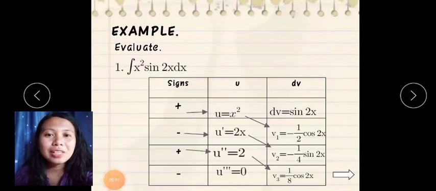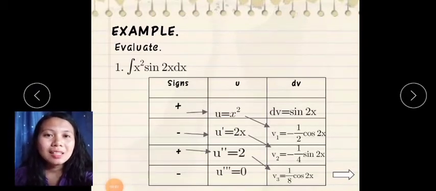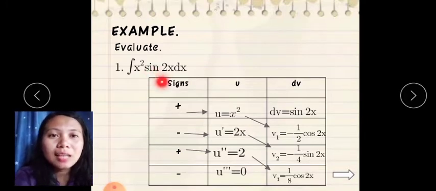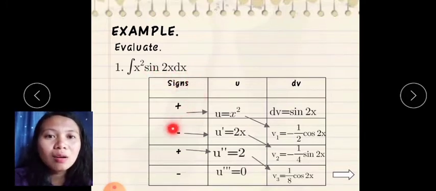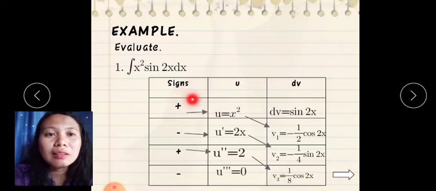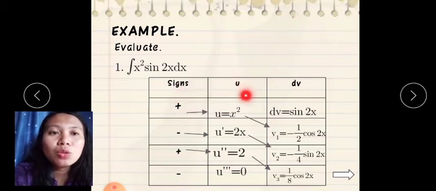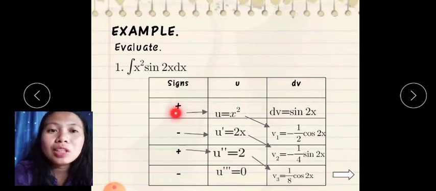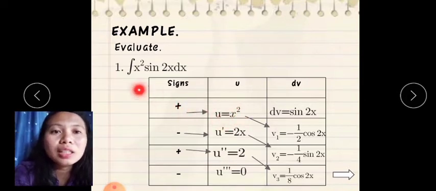Now, we have the example. Evaluate the integration of x squared sine 2x dx. So, kay tabular method man ang gamiton, we have here the table. First column is signs, the second column is u, and the third column is our dv. First sign, atong ibutang sa first column is positive. And the second column, our u here is x squared.